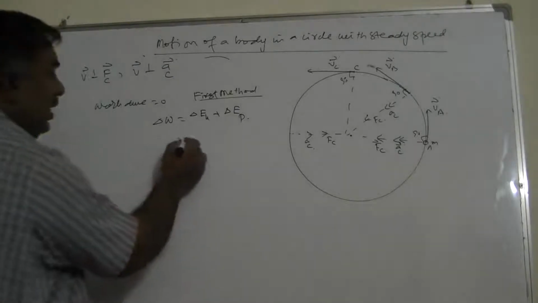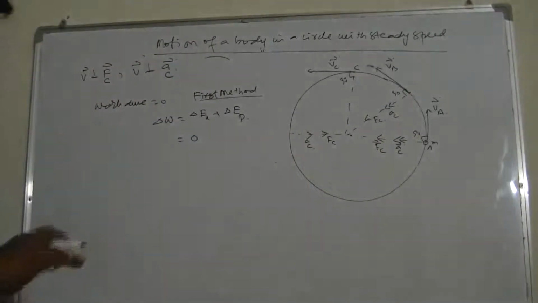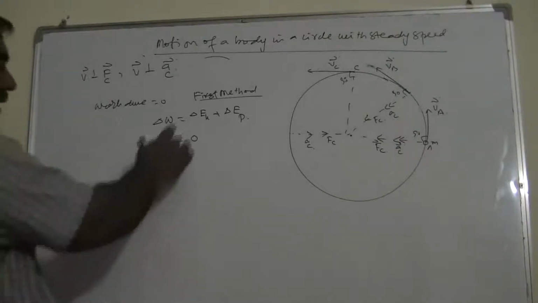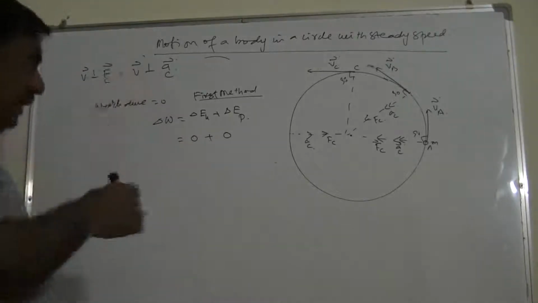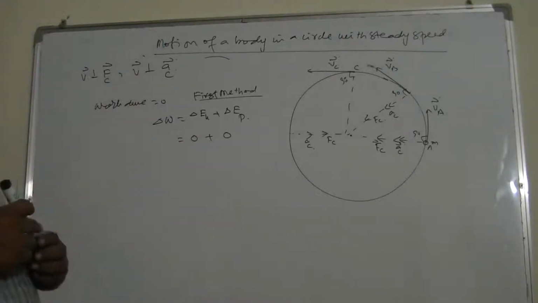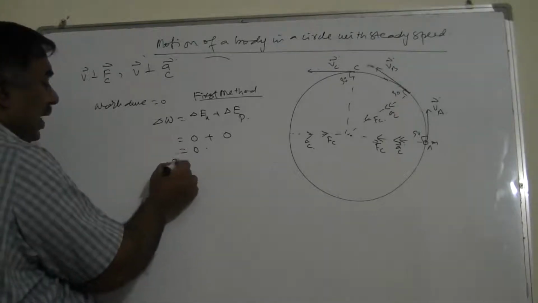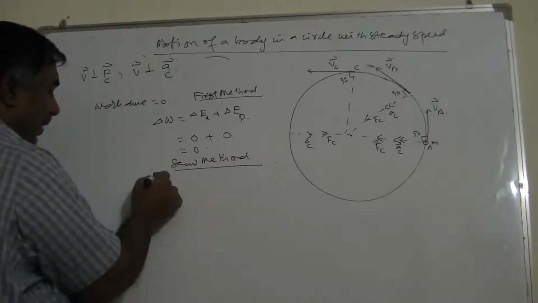There is no change in kinetic energy because the speed of the body is constant. Kinetic energy is 1 upon 2 mv square, mass is constant, speed is constant, so kinetic energy doesn't change. Then potential energy change is also 0 because height is the same, the body is moving in a horizontal circle, so work done is 0. First reason.